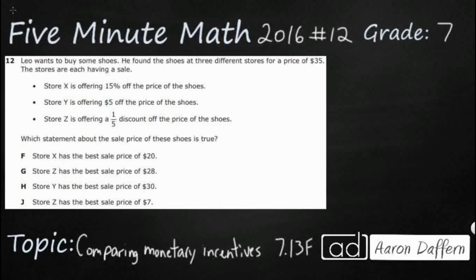Today we are looking at the 7th grade concept of comparing monetary incentives. This is standard 7.13F in the great state of Texas, and we are using item number 12 off the 2016 released STAAR test. If you have not done so already, please go ahead and take a moment to pause the video, work this problem out on your own, unpause it, and we will look at our answers together.